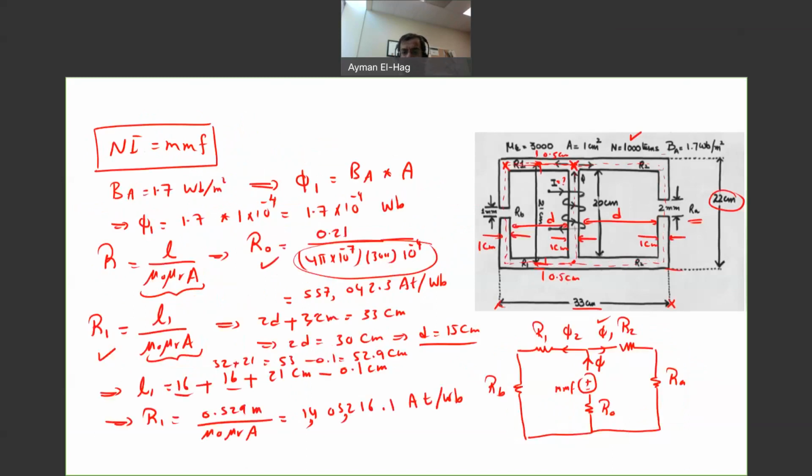So you can see this question here from the beginning. We know the flux density here. We need to find the flux here, phi 1. Then we need to find all reluctances. And then we need to find the original flux. And from that, we can apply KVL to this loop so that we will find the MMF. And from that, you will find your current, as MMF is equal to N times I.